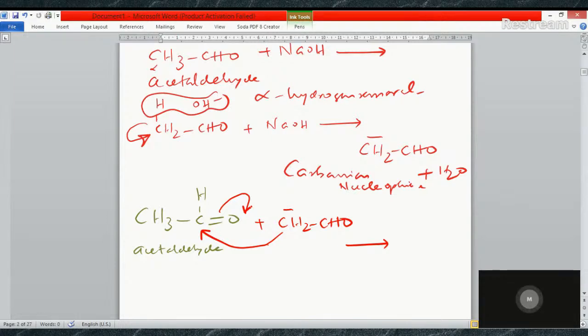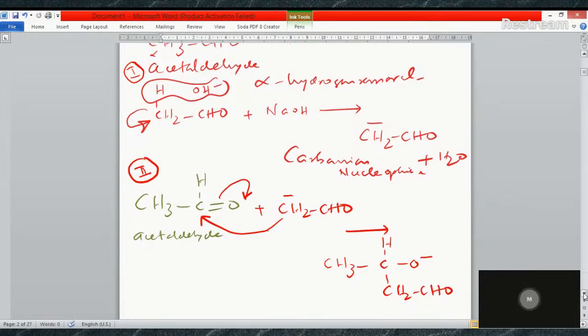So this is step number 2. The first step is the formation of the carbanion. Step 2 is the attack of the carbanion on the acetaldehyde. Due to this attack, we can have a product as follows: CH3CH, and it becomes O minus, and CH2CH4. Still, it is having a charge. Oxygen is carrying minus. Now, it is to be protonated in the third step.